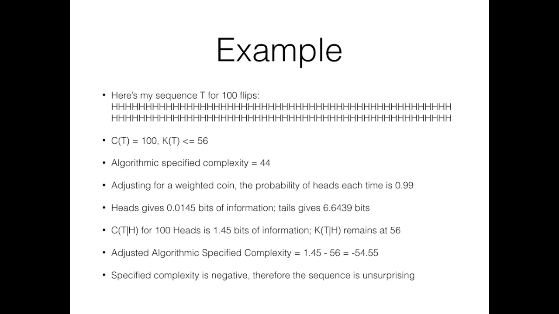So the physical complexity of the sequence of 100 heads is really only 1.45 bits of information. But our description of it remains at 56 bits. So our adjusted algorithmic specified complexity is actually negative. Therefore, getting a sequence of 100 flips all heads for such a weighted coin is relatively unsurprising.